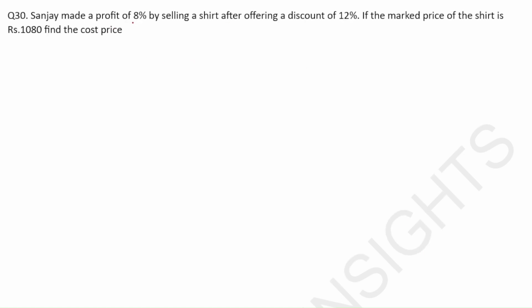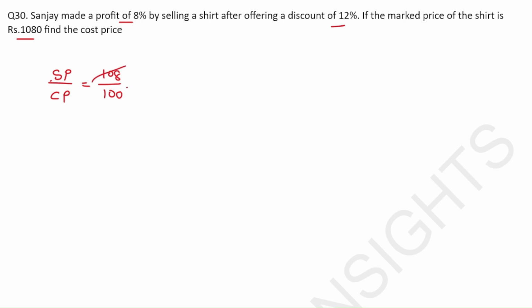Sanjay made a profit of 8% by selling a shirt after offering a discount of 12%. If the mark price of the shirt is this, find the cost price. So a similar concept: we're talking about profit, that means SP by CP. So if the cost price is 100, then to get an 8% profit, it will be 108, right?